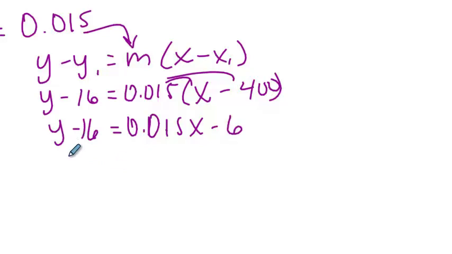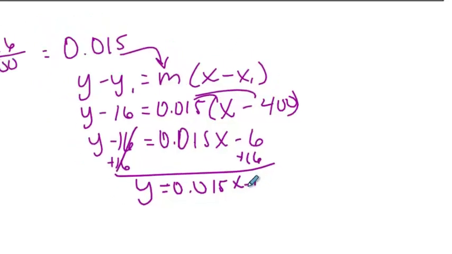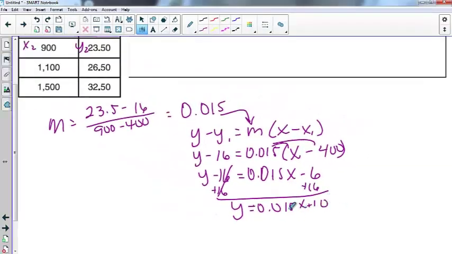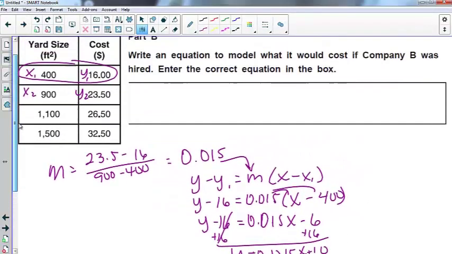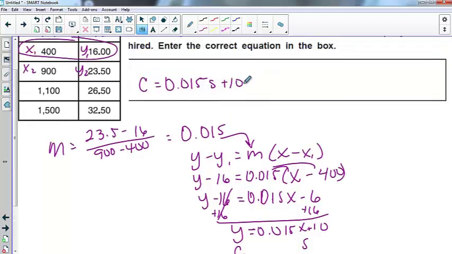Negative 6. And then to get y by itself, add 16 to both sides. So you have y equals 0.015 x plus 10. The only thing is that they tell you they want you to use C and S, so you have to be careful about that too. So the cost is equal to 0.015 S plus 10.